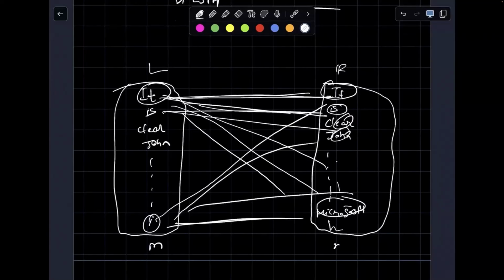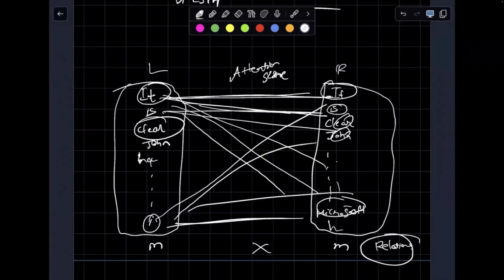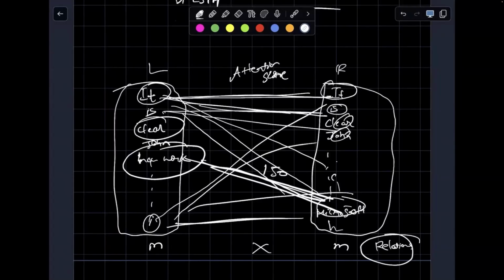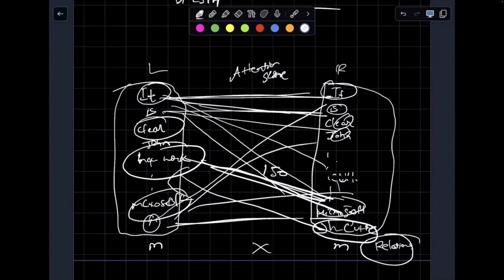If there are m words here, then m cross m relations will be captured, and each relation will have a score called the attention score. For example, the relation between hard work and Microsoft should have a high score, 150. Hard work and culture is less related. Microsoft and culture is more related, since it is talking about Microsoft culture, so 250. Hard work and culture is not much related, so it will be 70, something like that. So that's how the attention score will be computed.